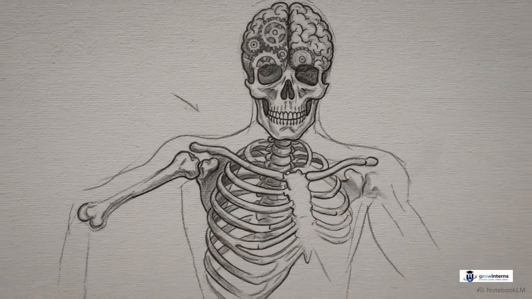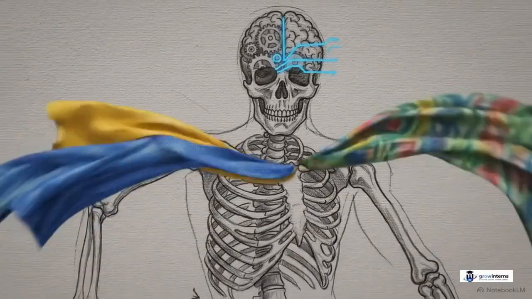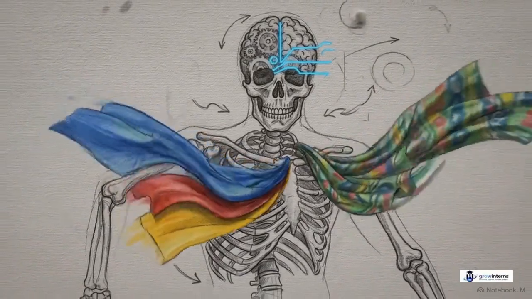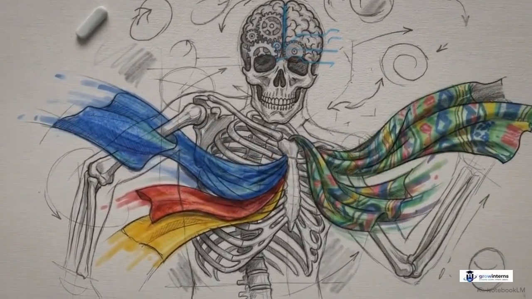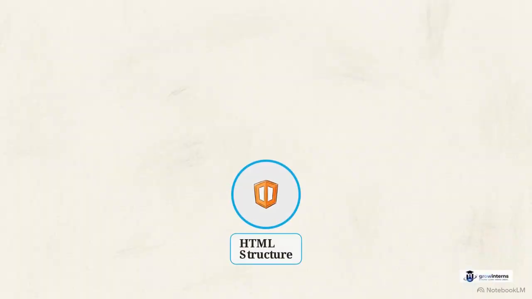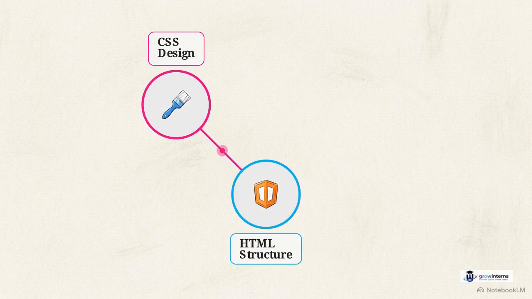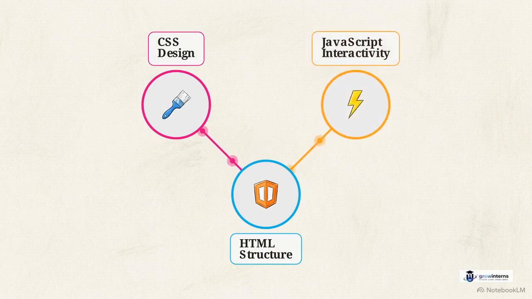Right now, your HTML document is a bare skeleton, but by the end of this lesson, we'll give that structure a wardrobe and a brain. Over the next 5 minutes, you'll learn how to connect your HTML to an external CSS file for design and an external JavaScript file for interactivity.